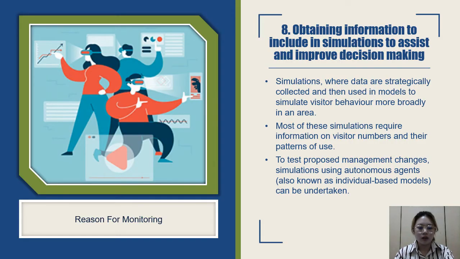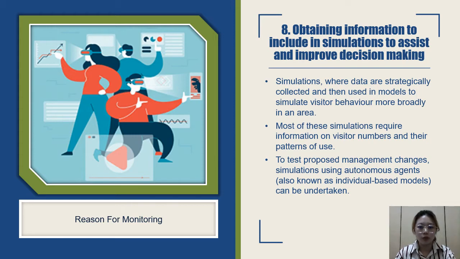And the last reason for monitoring is obtaining information to include in simulation to assist and improve the decision making. The simulation, where the data are strategically collected and then used in models to simulate the visitor behavior more broadly in an area, can provide a cost-effective means of describing where the visitors go and what they do. Most of these simulations require the information of visitor numbers and their patterns of use.